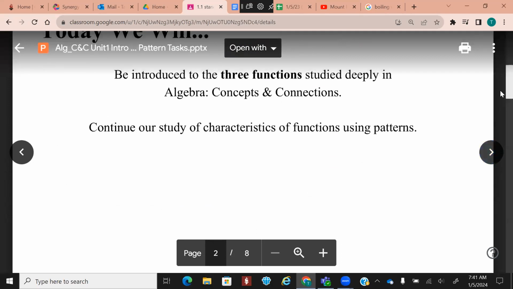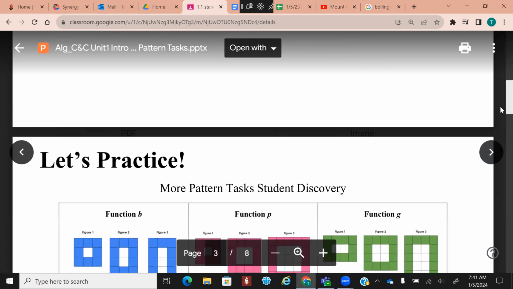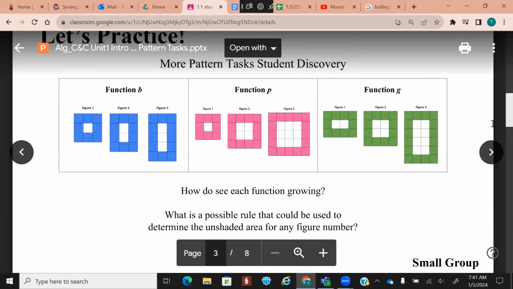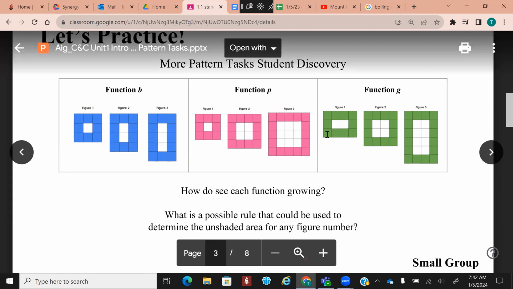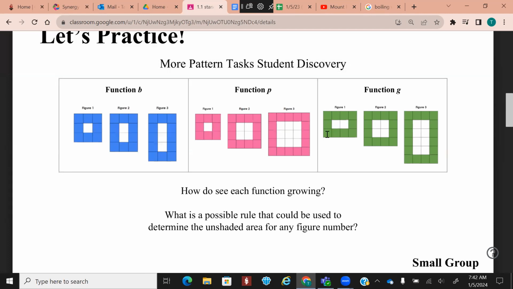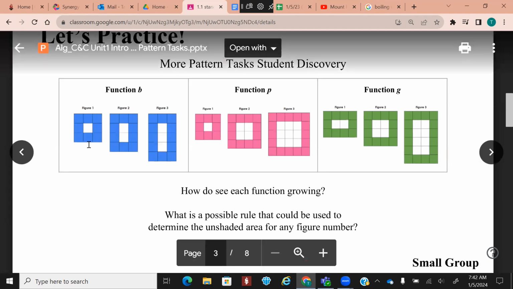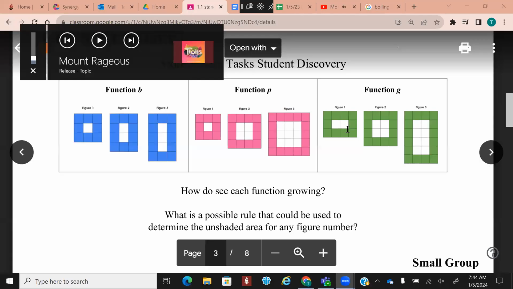All right, so we're going to continue the study of the characteristics of functions using patterns. Okay. So on your paper, I think you've got these three images. I want you to try to figure out, what are they growing by? Like, what's happening? How are they increasing? So take a moment, kind of count up the tiles, kind of tell me a pattern that's going on. Take a second, just kind of look those over. So let's kind of chat through this one.